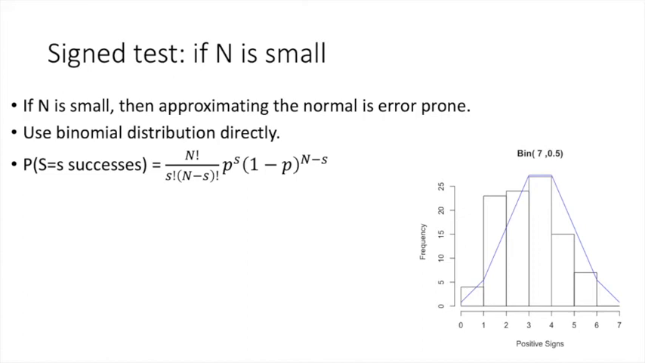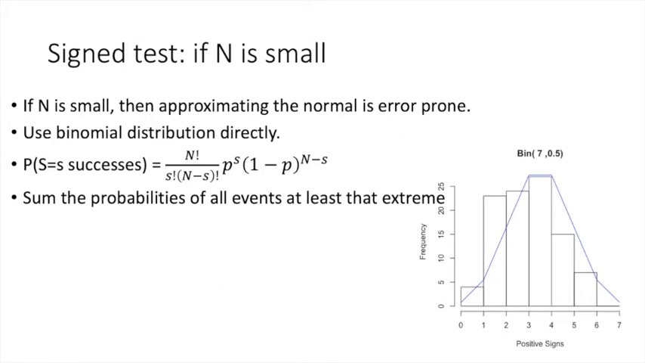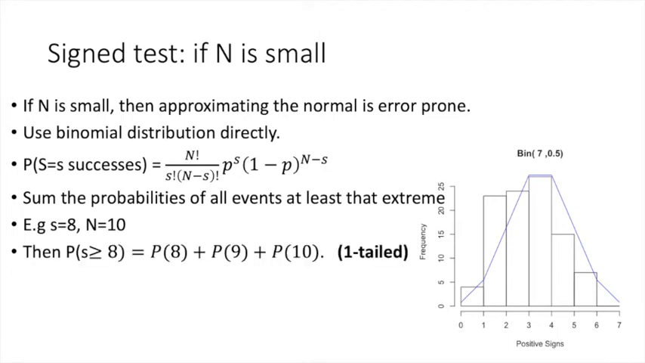The formula for computing the probability of S successes in a binomial distribution is on your screens. Now we want to compute whether the observed value of capital S and all values further extreme of it will fall within the critical region. For example, if we have observed S equals 8 positive signs in a sample of size n equals 10 after omitting ties, then we compute probabilities of finding 8 or more successes. That is the probability of finding 8, 9, or 10 successes, and sum them all together.